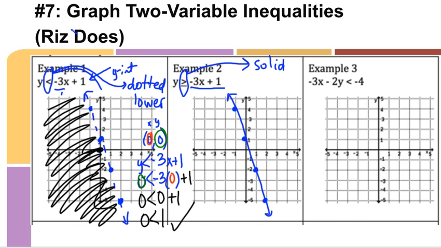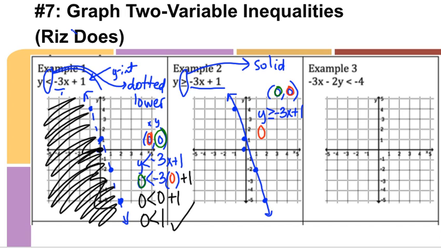But let me see, I'm going to check this same point, (0, 0). Alright? So, I have y is greater than or equal to negative 3x plus 1. And I'm going to test the point (0, 0). Let's do some color coding again.